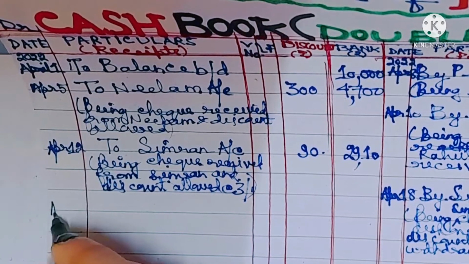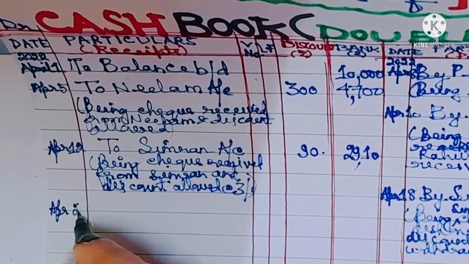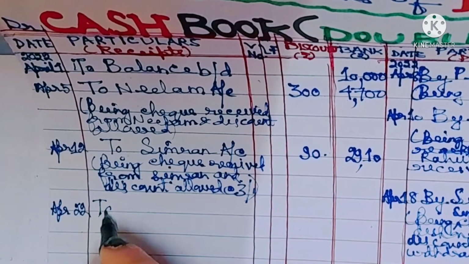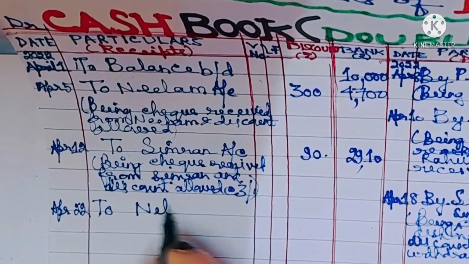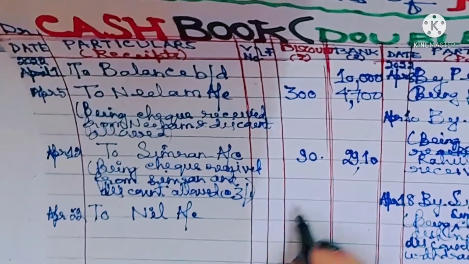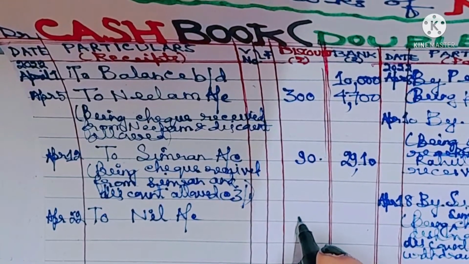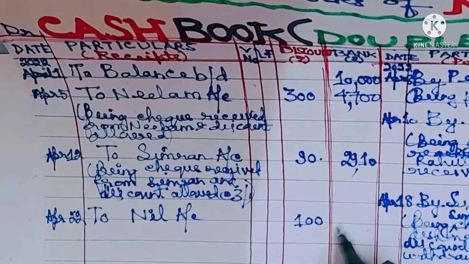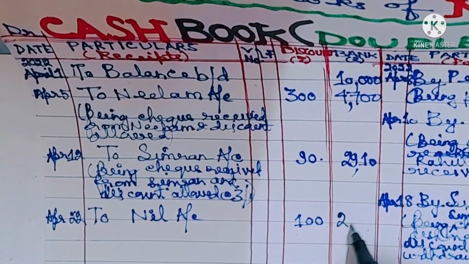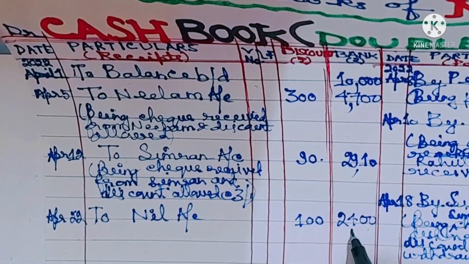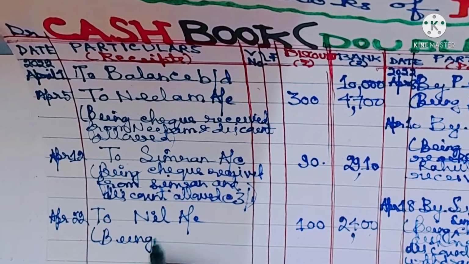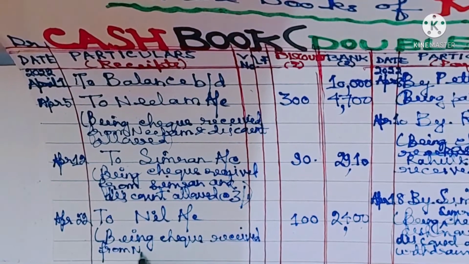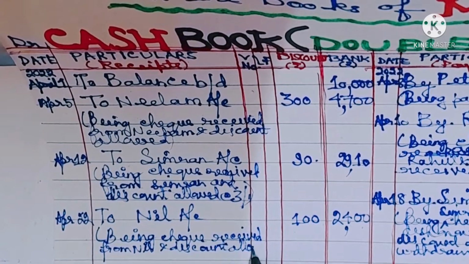Okay, so let's write. On 22nd April, to Neil account. How much? Discount column rupees 100 and here 2,400, in the bank column 2,400. Being check received from Neil and discount allowed.